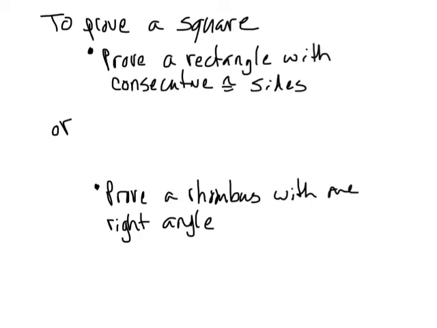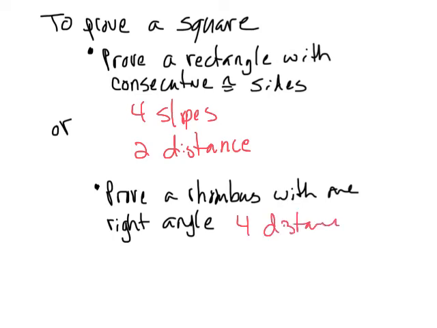To prove a square, you could either show it's a rectangle, or you could show it's a rhombus. So if you show it's a rectangle, you do the 4 slopes, and then you have to do 2 distances to show that sides right next to each other are congruent. To prove it's a rhombus, you could do 4 sides, so 4 distances, and 2 slopes that are consecutive to show that the 2 consecutive sides are perpendicular.